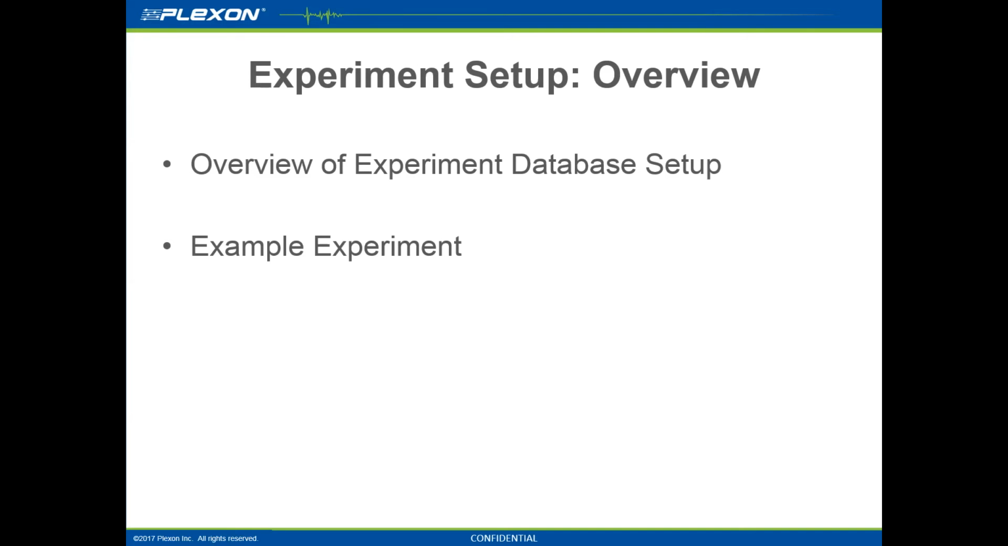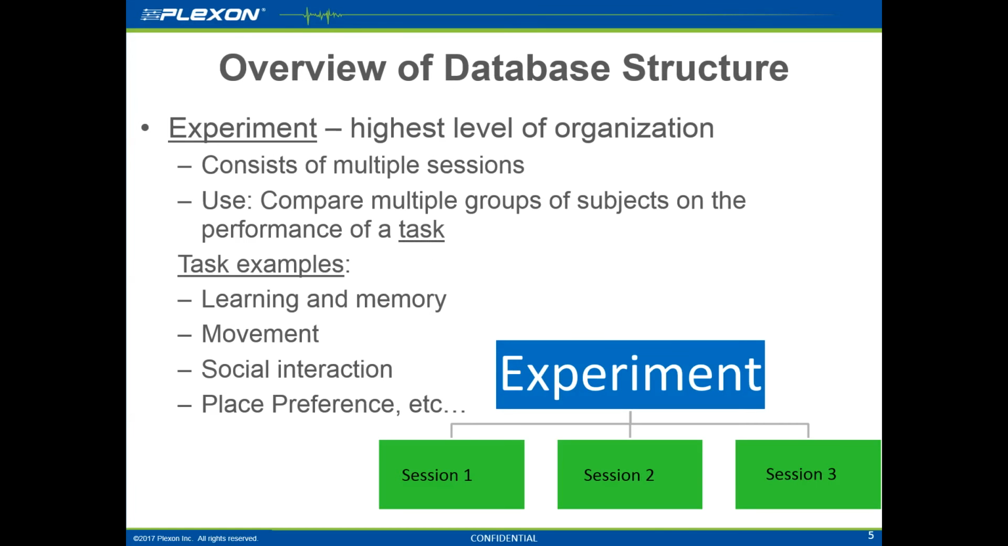Now we will go over the structure of the database and walk through setting up a sample experiment. The experiment is the highest level of organization in CineLAB. It consists of multiple sessions, and it's used to compare multiple groups of subjects on the performance of some task of interest. Some common task examples include tasks measuring learning and memory, locomotor activity, social interaction, or place preference tasks.